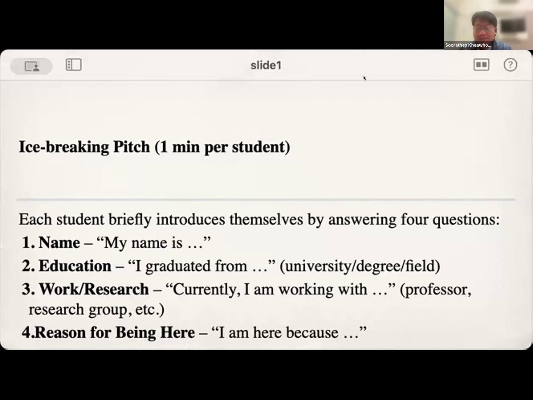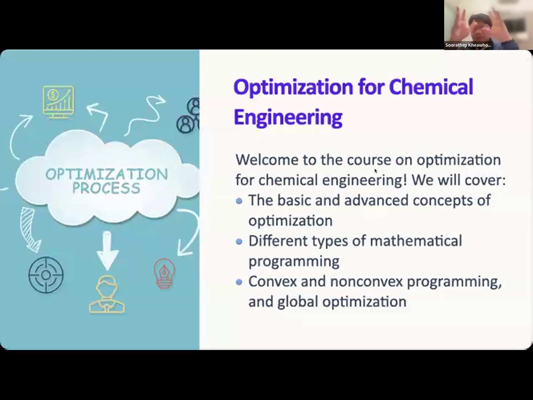Well, thank you everyone. So now we know each other, right? So now it's time for optimization. What we will cover in this course is the basic and advanced concepts of optimization and different types of mathematical programming, convex, non-convex programming and global optimization. That is briefly, in simple words.